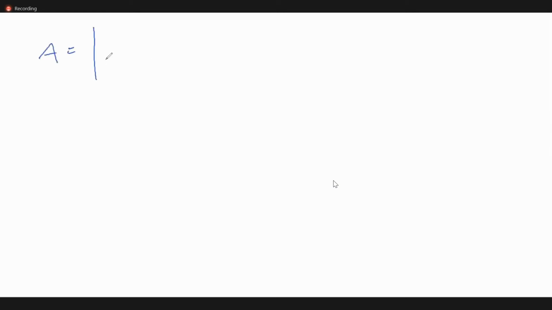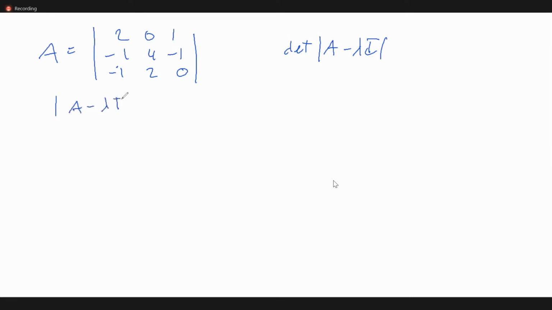So we have our matrix A, which is [2, 0, 1; -1, 4, -1; -1, 2, 0]. So to find the eigenvalues, we need to find the solution to the determinant of A minus lambda I. So the matrix A minus lambda I is [2 - λ, 0, 1; -1, 4 - λ, -1; -1, 2, -λ].